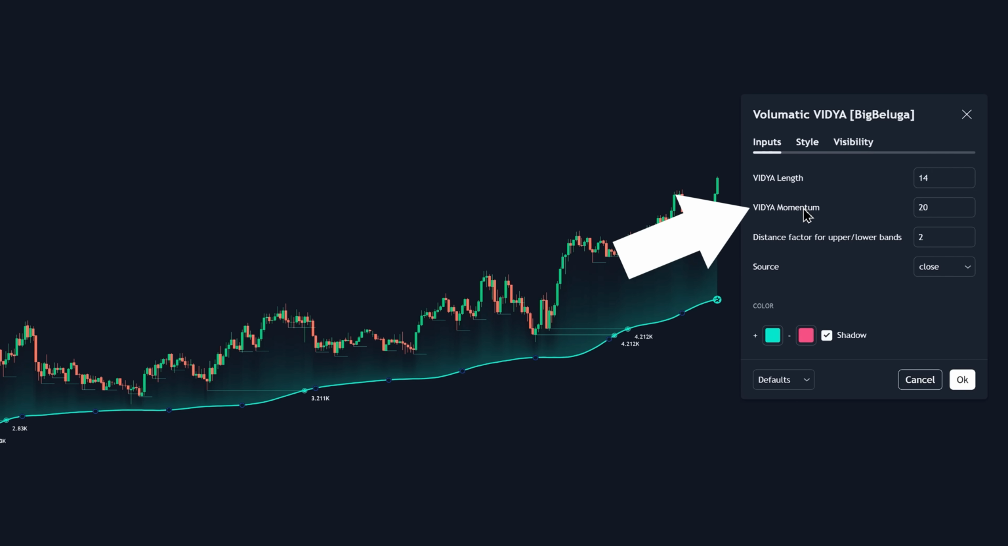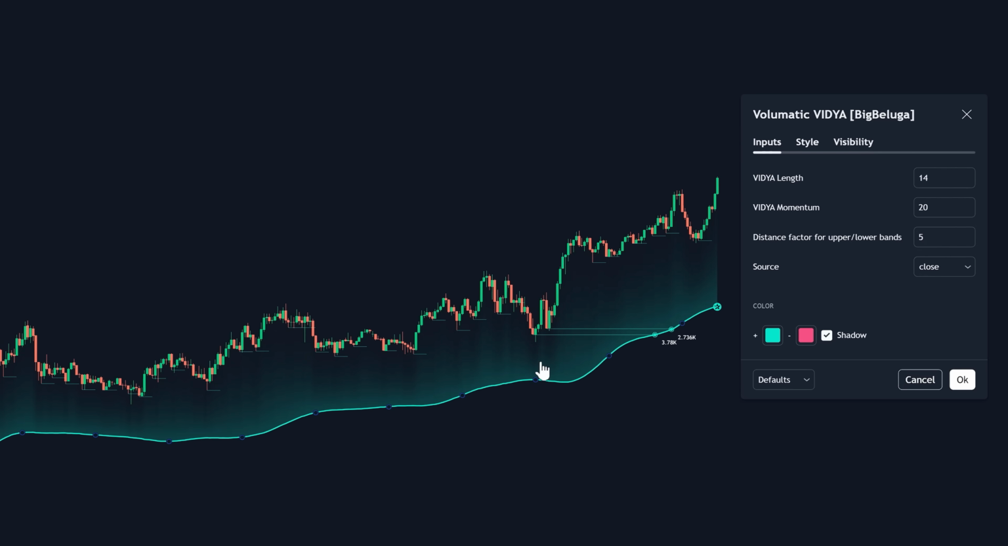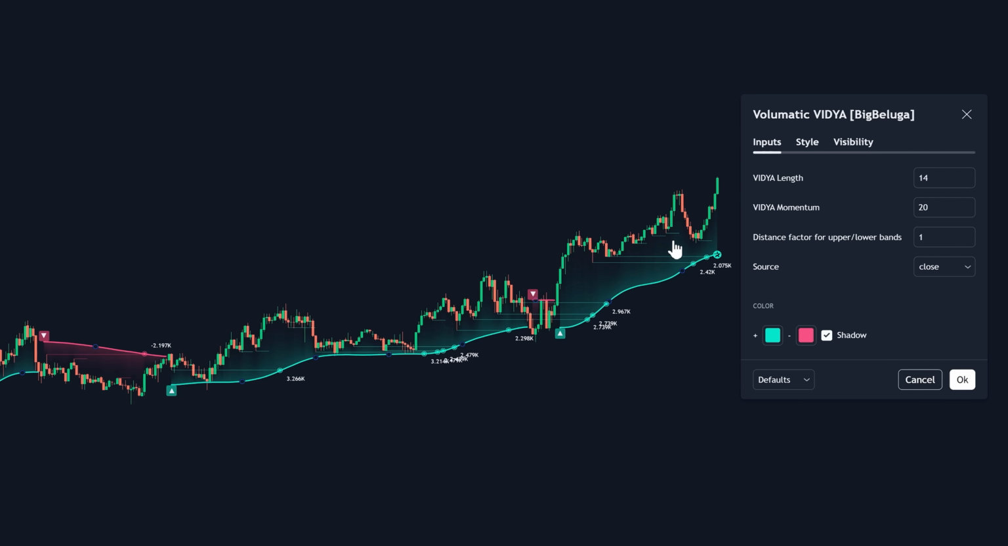The VIDYA momentum determines the number of periods used in calculating the smoothing for the trend cloud. The distance factor for upper or lower bands controls the positioning of these bands relative to the VIDYA line. Higher numbers will place the bands further away from the price, which is suitable for volatile markets, while lower numbers are going to bring the bands closer and closer to the price, ideal for less volatile markets.